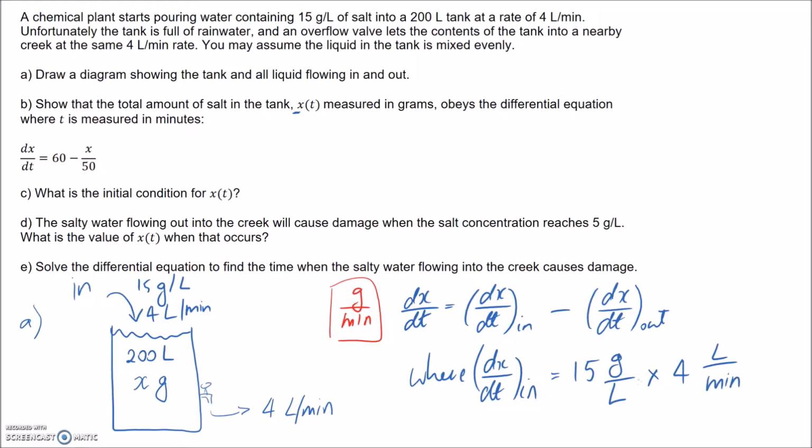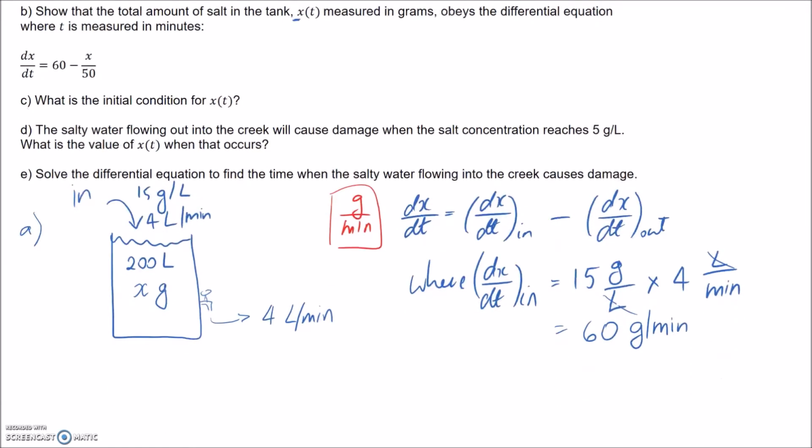You can see that we end up with litres on the top and bottom line, so these are going to cancel out with each other, and we're just left with grams per minute. So overall, 15 times 4 is 60, and the units are what we were looking for. So that's easy for the first one.